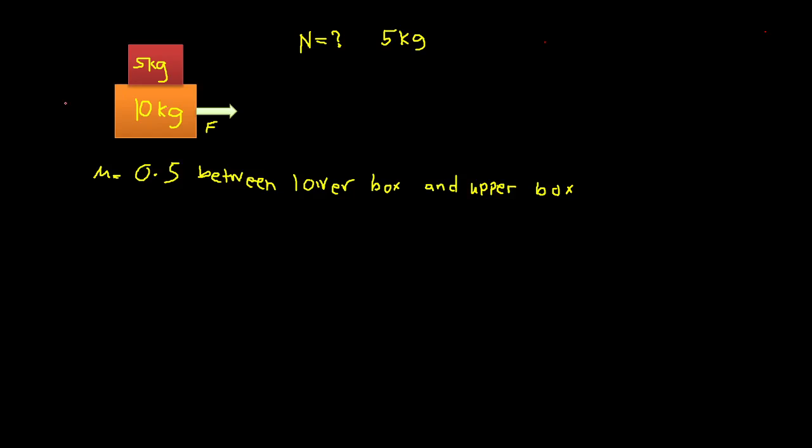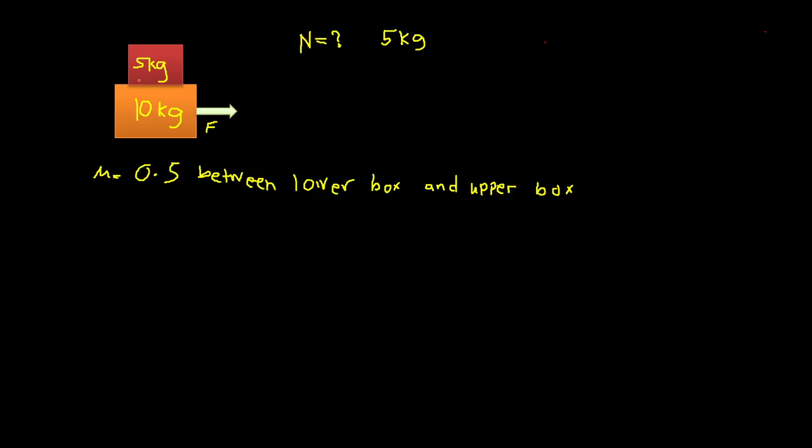Meron tayong 2 boxes. And then, yung 5 kilogram, itong 2 boxes, meron tayong 5 kilogram and 10 kilogram. Yung 5 kilogram is placed on top ng 10 kilogram na box. And then, itong si 10 kilogram na mass ay nag-accelerate siya to the right. Yan, katulad dito sa ating figure. Nag-accelerate itong 10 kilogram to the right.